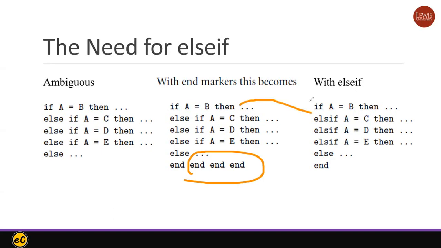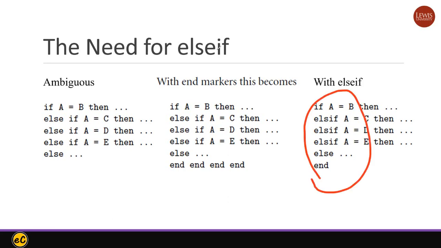So in Python, it's more like this way. It's not exactly the same, but more like this way. It's if, elif, elif, elif, else. Any question? So to avoid ambiguity, you can write this way or this way. And usually nowadays, modern languages use this way.